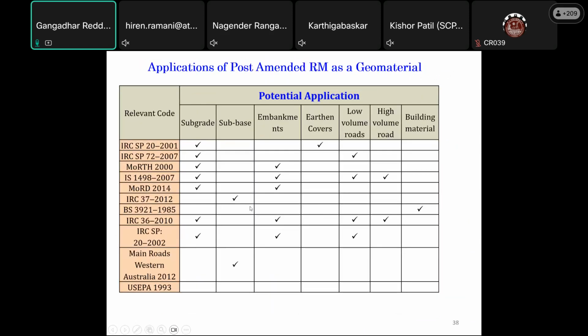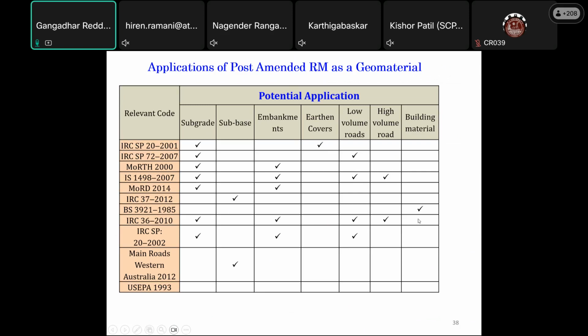You can see other applications as part of the different codes that I again made. What are the different available codes, Indian codes and Western Australia code, US EPA guideline and all. So we can use this as a subgrade material, and for a few applications that is subgrade. Of course embankment. So earth and cover also we can use obviously, but they need to be covered with another waste material or any kind of natural soil as well. For low volume roads we can use it, and for high volume roads certainly after stabilization.